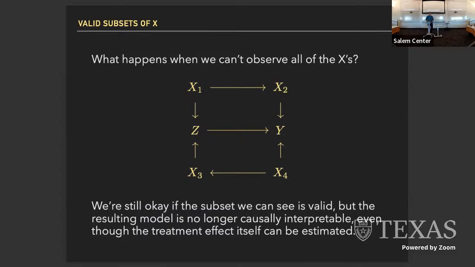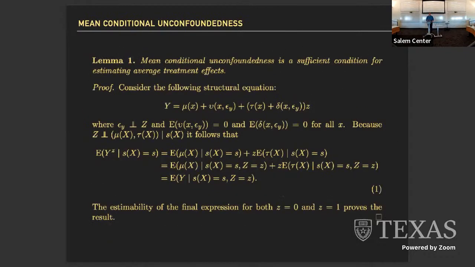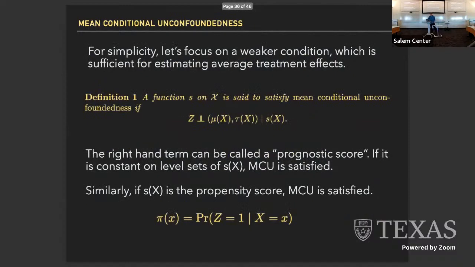If I'm only interested in average treatment effects, I actually do better than that. So what I want to do is introduce this definition called mean conditional unconfoundedness, which starts out with that particular representation, and then all that I want is, actually I can find it on the other slide, there it is. So here's what I want.